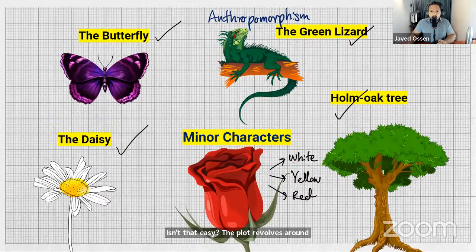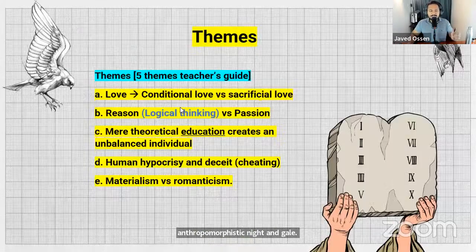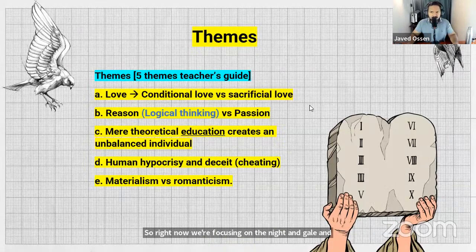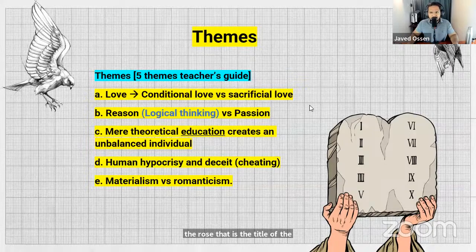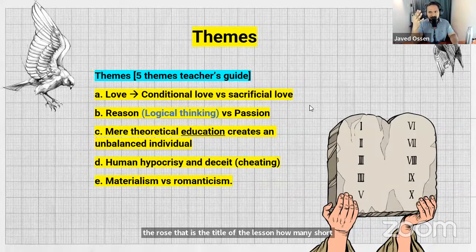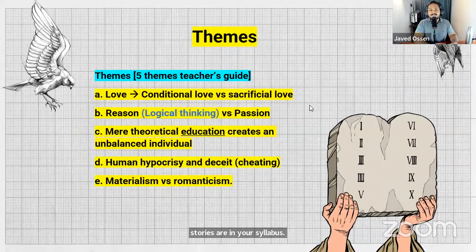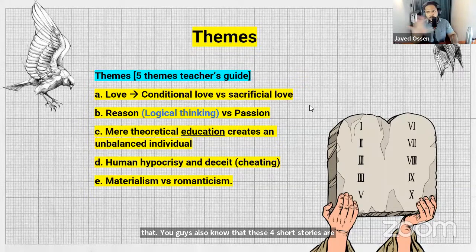So right now, we're focusing on the Nightingale and the Rose. That is the title of the lesson. How many short stories are in your syllabus? There are 4 short stories in our syllabus. Apart from that, you guys also know that these 4 short stories are under the grade 10 syllabus, but grade 11 pupils must learn all of them.